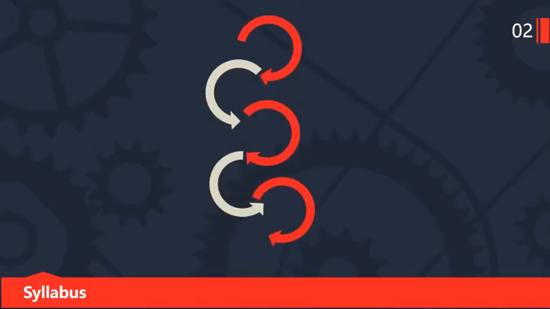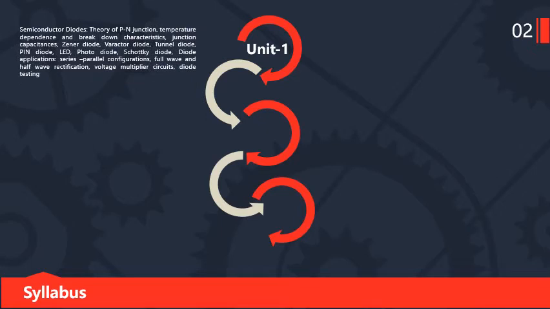Now we will move to the syllabus of the subject named analog electronics. In this subject there are 5 units. In unit number 1 we will learn about semiconductor diodes, theory of p-n junction, temperature dependent and breakdown characteristics of p-n junction diode, junction capacitance, classification of diodes like Zener diode, varactor diode, tunnel diode, PIN diode, LED (light emitting diode), photodiode, Schottky diode, and diode applications, series parallel configuration, full wave and half wave rectification, voltage multiplier circuit, and diode testing.